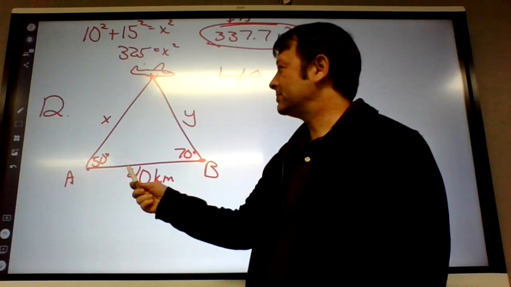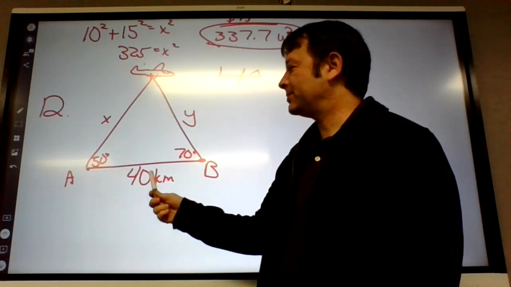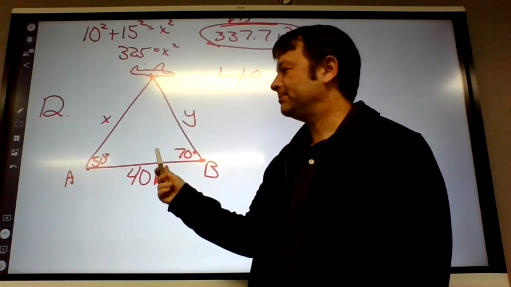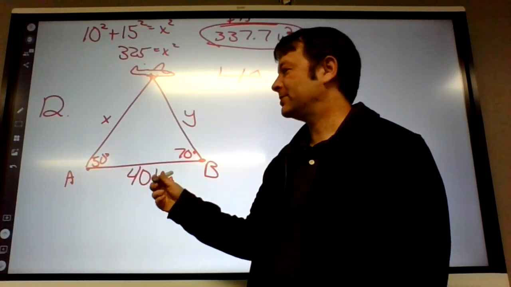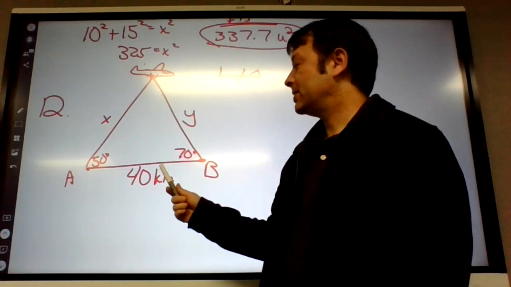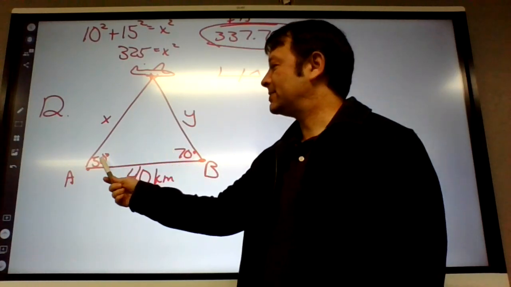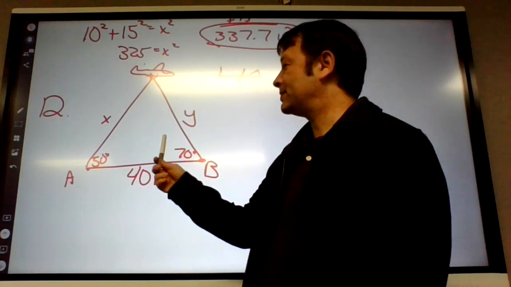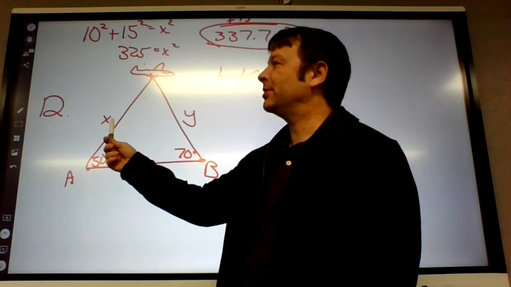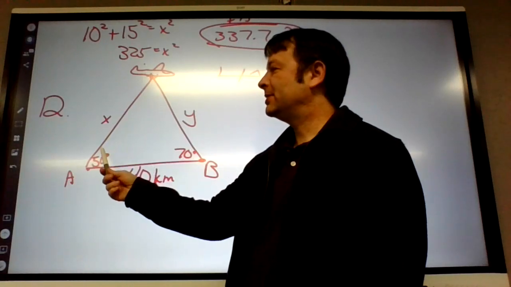Well, we have angle, side angle. This is not a law of cosines. It's not side angle side. That's good news. But if I did sine of 50 over y equals sine of 70 over x, that wouldn't work because I'm missing a piece of info.